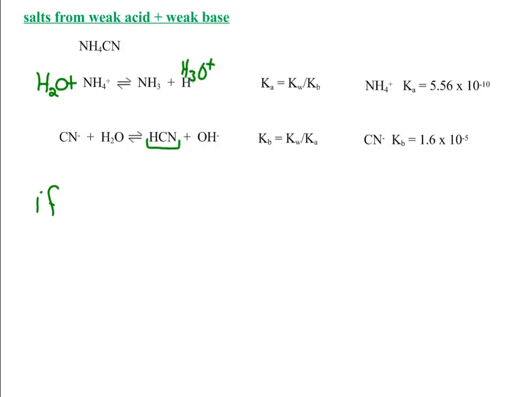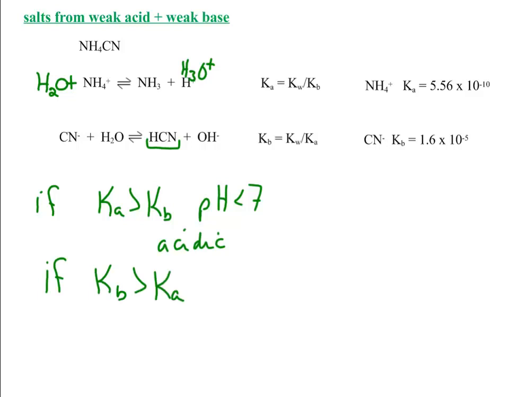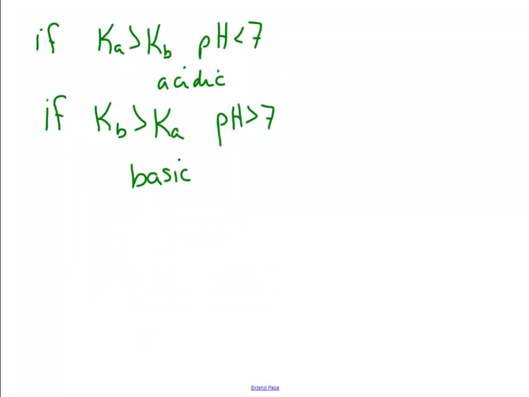If the Ka is bigger than Kb, that means I'm going to have more hydrogen ions present than hydroxide ions. That means the pH is less than 7, so it's acidic. If the Kb is greater than Ka, that means I have more hydroxide ions present than hydrogen ions. The pH is going to be greater than 7, and I have a basic salt. Sometimes, just for kicks, Kb equals Ka. Then, hopefully, you've been able to conclude that the pH is going to equal 7, so I have a neutral salt.